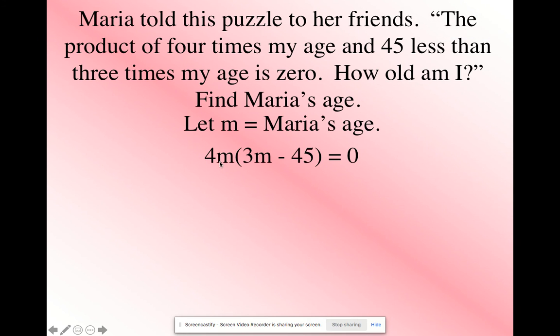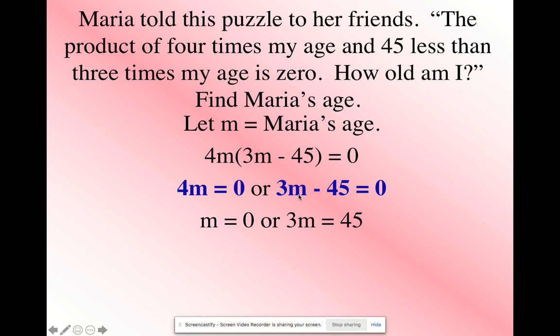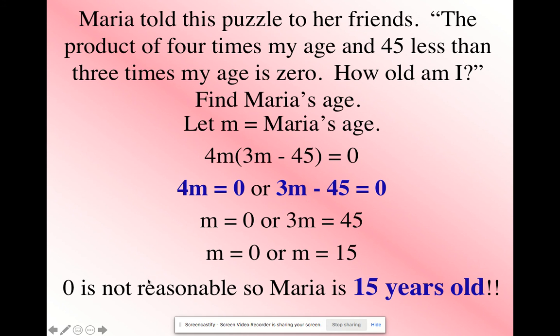We know that the product of 4 times her age and 45 less than 3 times my age is 0. So we're going to get something like this. We can set 4m equal to 0 and then 3m minus 45 equal to 0. Solve. And now we know that m could be 0 and m could also be 15. And then we have our answer. 0 is not a reasonable answer because, right, you can't be 0. So therefore, Maria is 15 years old.